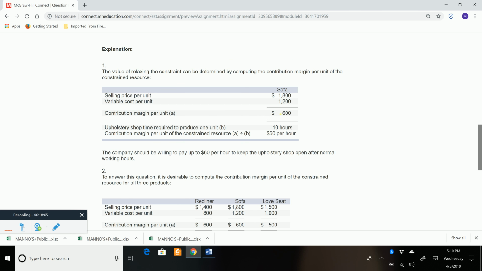That means that the contribution margin to make one sofa is $600. And if it takes 10 hours to make one sofa, 600 divided by 10, that means contribution margin per hour is $60. Well, that would be the absolute maximum that we would pay our employees. If we paid them more than $60, that means our expense is going to be higher than the contribution margin, and that doesn't make sense. So $60 per hour should be the absolute maximum.